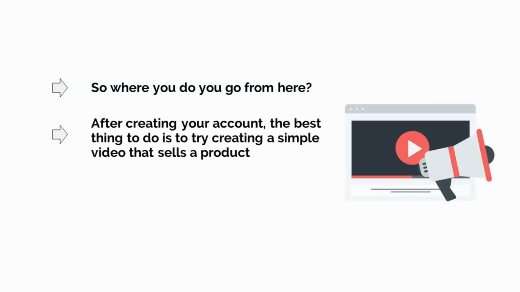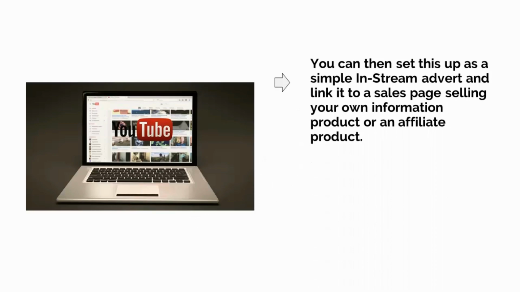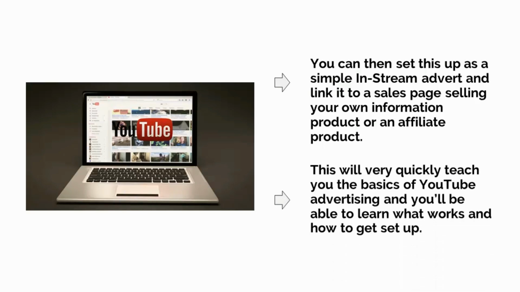After creating your account, the best thing to do is to try creating a simple video that sells a product by using people on Fiverr to create a whiteboard animation or by making something in PowerPoint. You can then set this up as a simple in-stream advert and link it to a sales page selling your own information product or an affiliate product. This will very quickly teach you the basics of YouTube advertising, and you'll be able to learn what works and how to get set up.